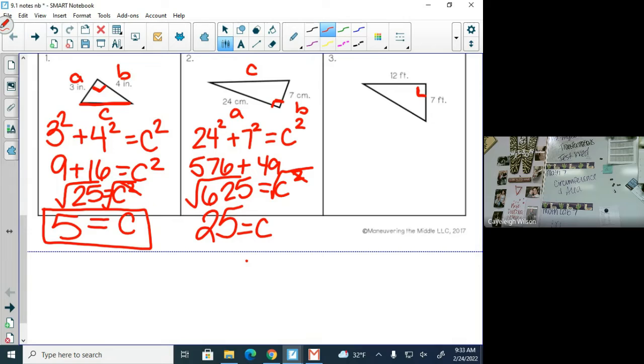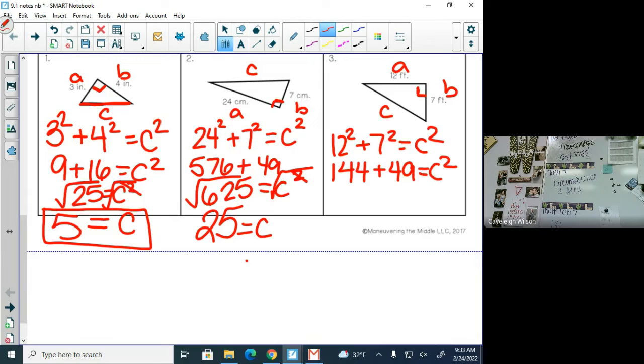All right, so this is my A, my B, I'm finding C. So 12 squared plus 7 squared equals C squared. So that's 144 plus 49 equals C squared. Is that 193? And then square root that, and we got 13.9. Does anybody need help with their calculator? No.